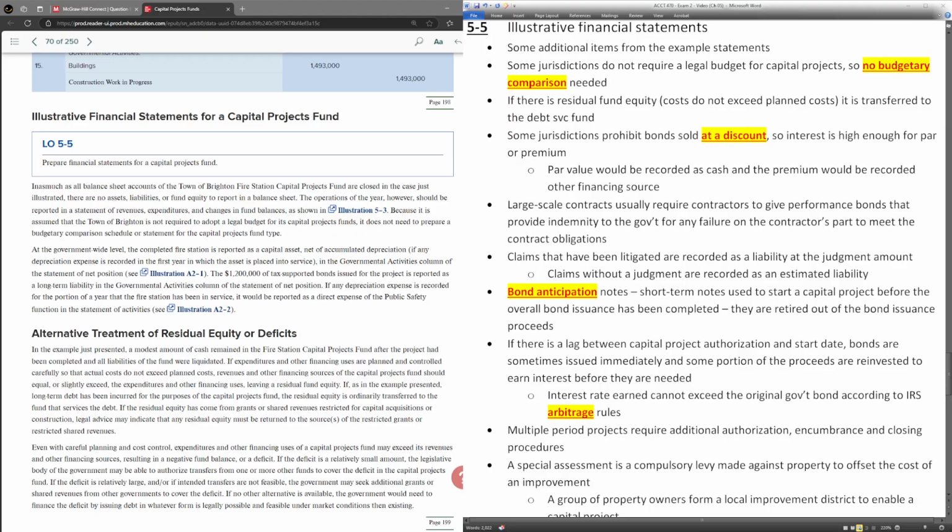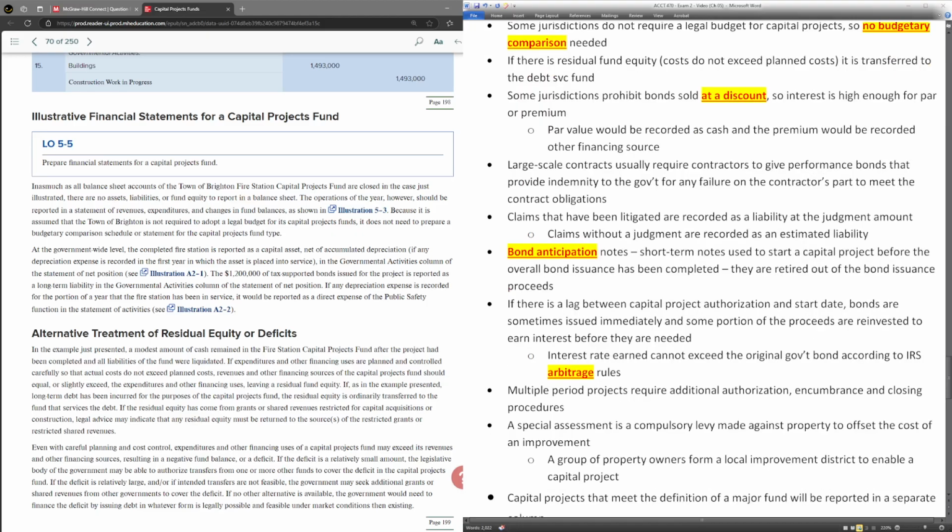Large scale contracts, a lot of times they give performance bonds, meaning if the contract is not fulfilled on time or is over budget, the government can cash in these bonds if the contractor fails to meet their obligations. Claims, if they've been litigated, that means there's been a judgment, and therefore it's not a contingent liability, it's an actual liability. Claims without judgment are going to become sort of a contingent liability in the terms of GAAP, even though they don't use that word here. They just call it an estimated liability.